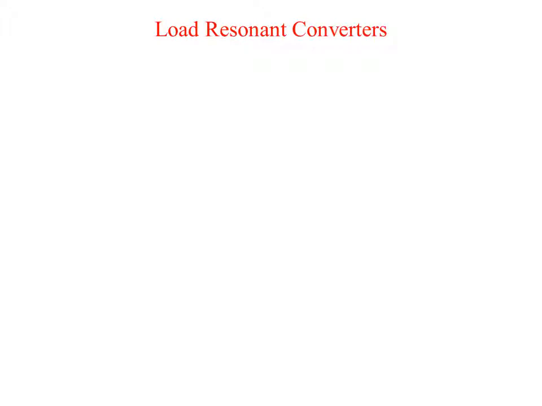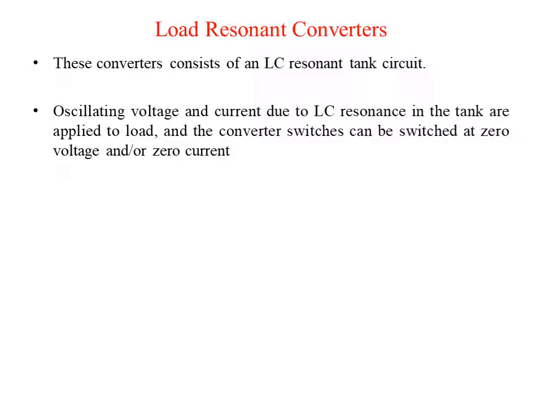Load resonant converters. This converter consists of an LC resonant tank circuit, oscillating voltages and current due to LC resonance. That means the resonance condition occurs when the reactance of inductance and reactance of capacitance become equal in a tank, and are applied to load, and the converter switches can be switched at zero voltage or zero current.